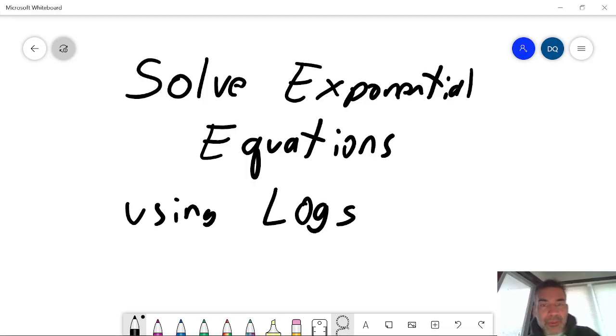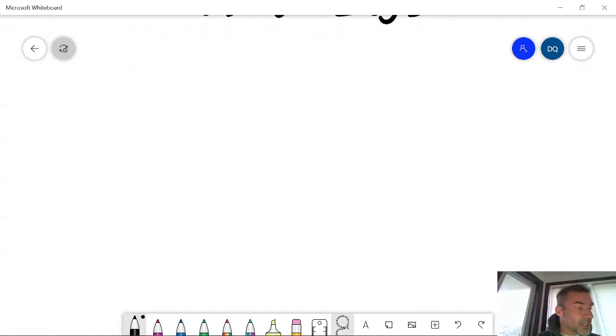This video is going to be short and simple: solving exponential equations using logs. I'm only going to do a few examples where this is going to work out, and then in the next video I'll show you how to deal with tougher examples.